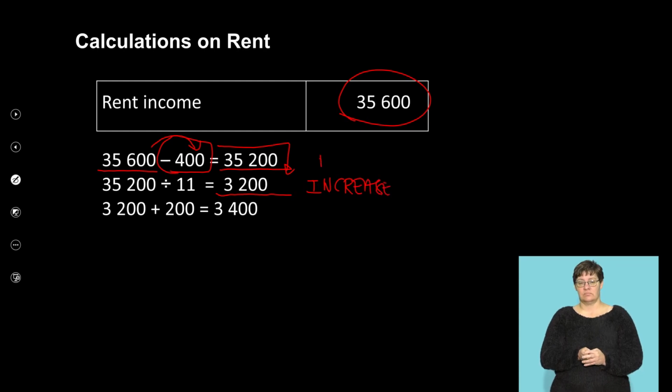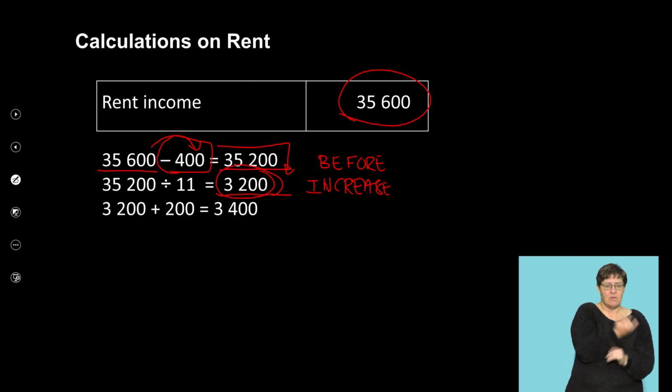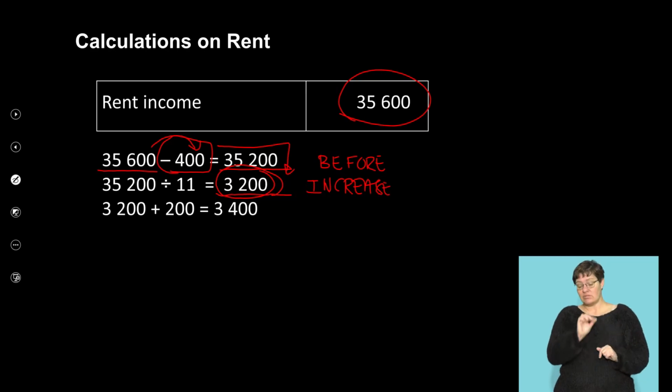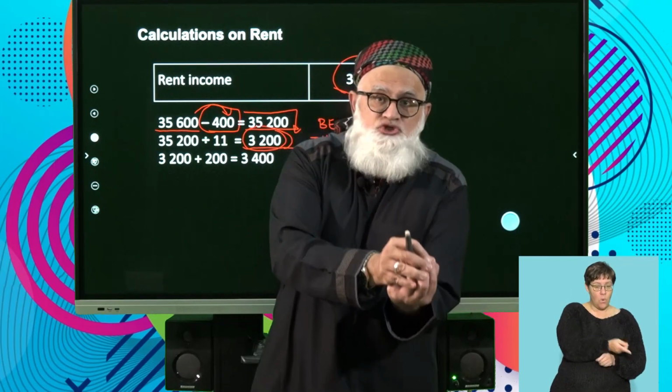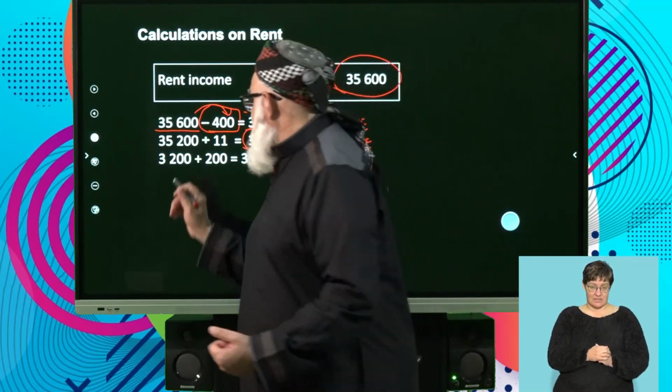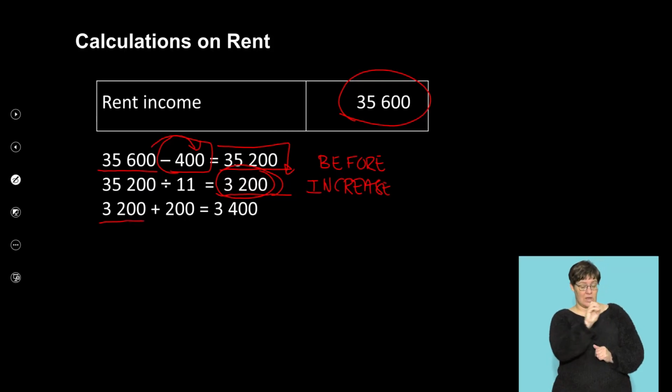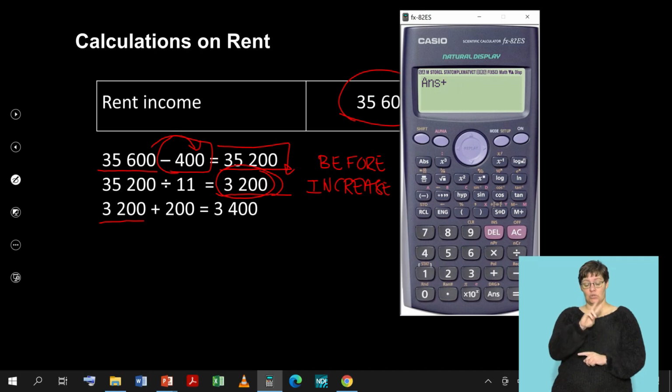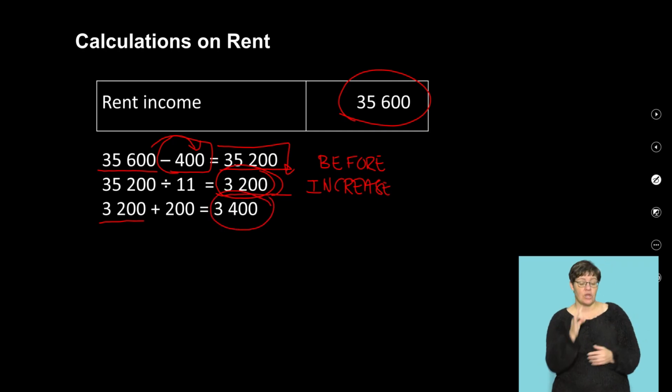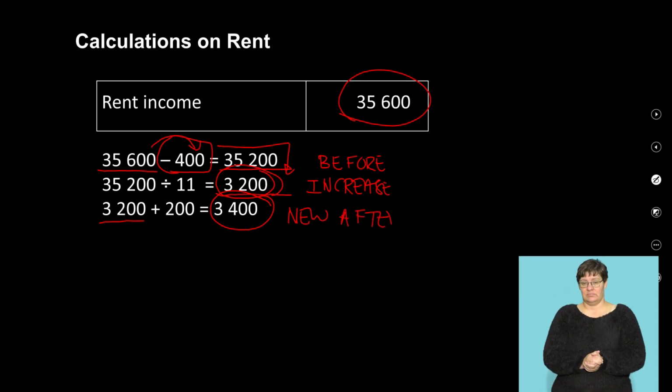It was the figure before the increase. Clear? Now, if that was my amount before the increase, what do I now do? I add the increase to that amount. Take your 3,200, which we've calculated there, plus the 200 increase, meaning that your new rental will therefore be 3,400. That will be the new rental after the increase.